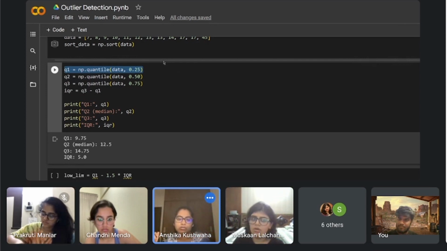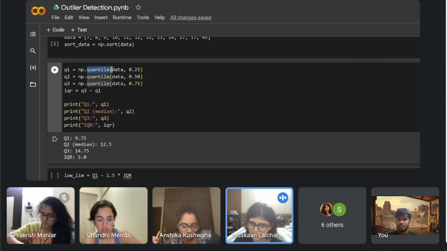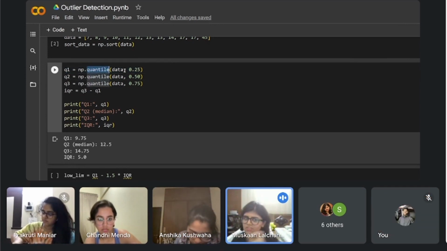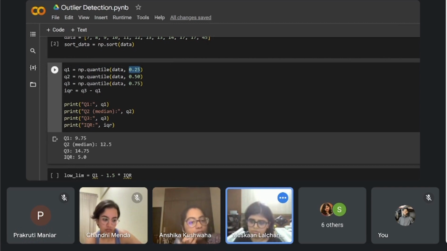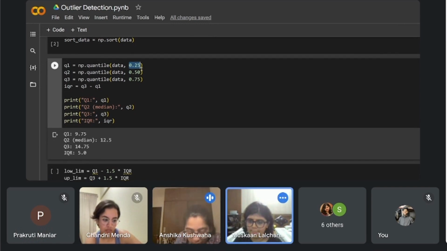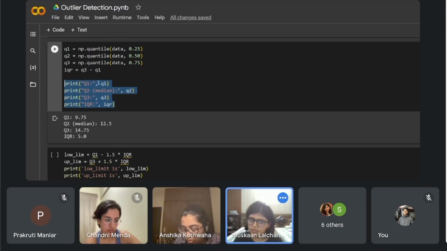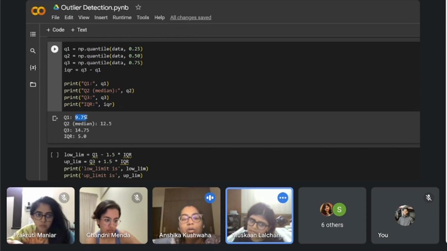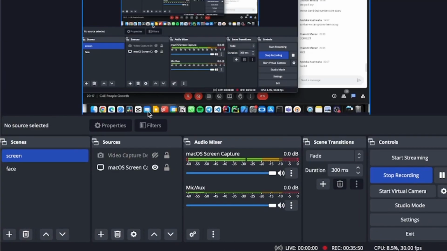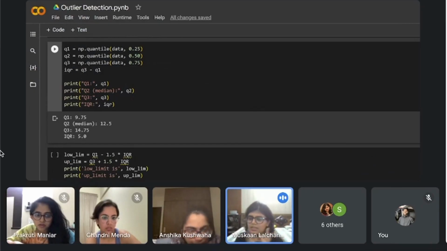Okay, makes sense. So now it knows what quantile means, but to make it work, it needs two things. First, it needs the data, and second, it needs to know which part of the data to find the value for. And then all I'm asking it is to print Q1, Q2, Q3, and IQR. But I didn't write just Q1, Q2, Q3 straight away because I needed more things printed along with whatever it had calculated. For example, it had calculated 9.75, but I needed it to print Q1 colon 9.75 so that my data is better represented.